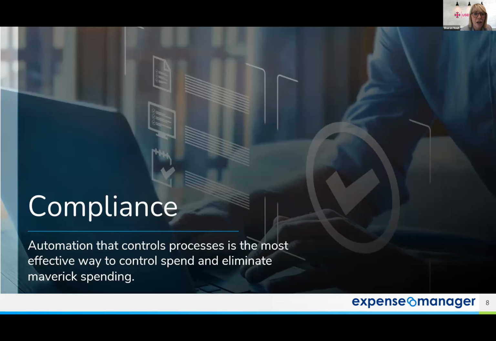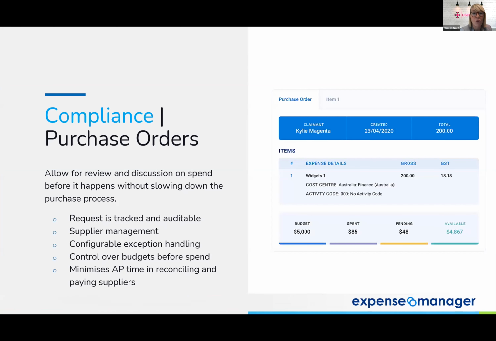If we look at compliance, automated controls are the most effective ways to control spend. And of course, purchase orders are one of the biggest single steps that an organisation can take to increase compliance, which is to get approval on the spend before it happens. It allows for review and discussion at the pointy end, and particularly if it's online, then POs can be created by everybody and even on a mobile. For example, if you've got field staff who can't be at a desktop, there's no delay with the procurement process.